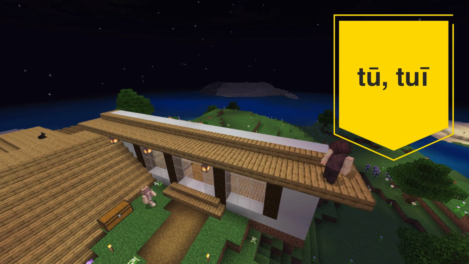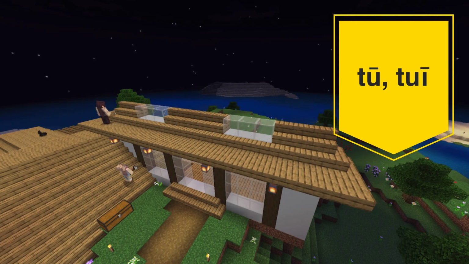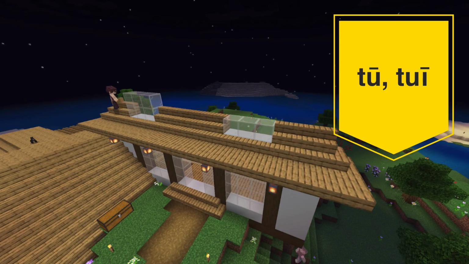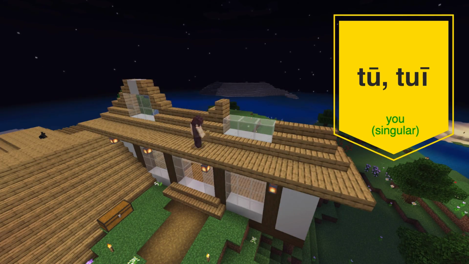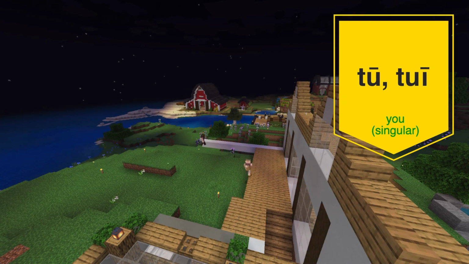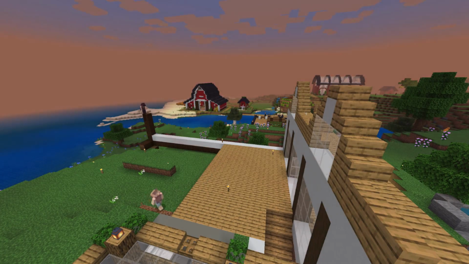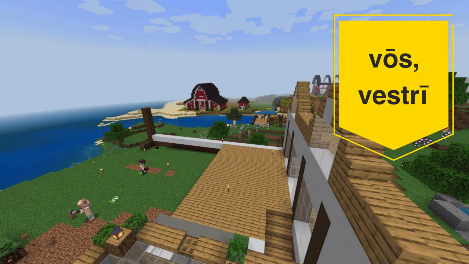Then we have tui. I remember this word because it rhymes with you. And it means you, so that kind of helps me remember. Tu means you. Tu, you. Then we have vos, vestri.